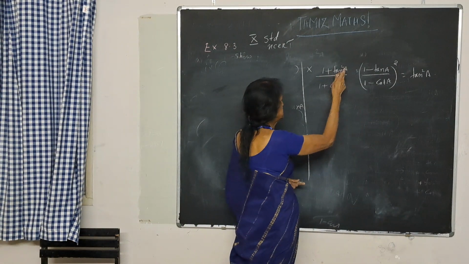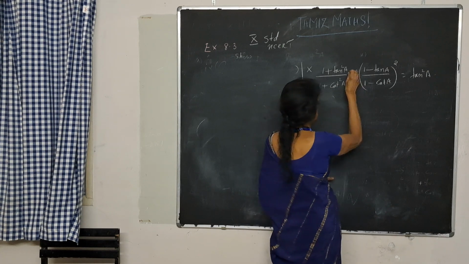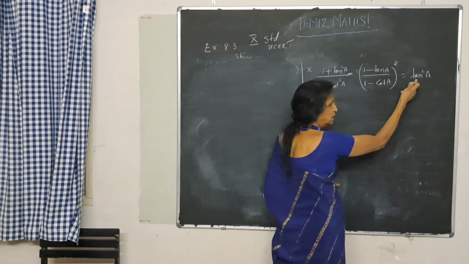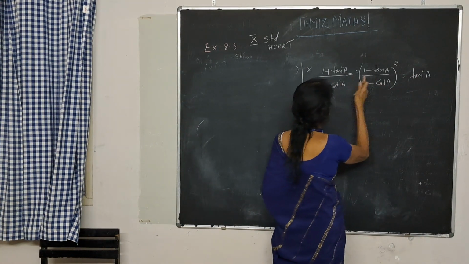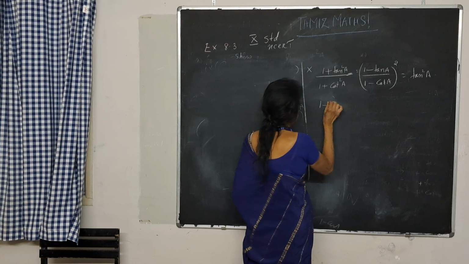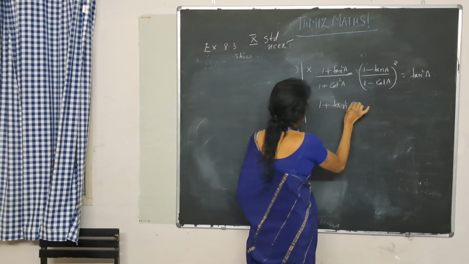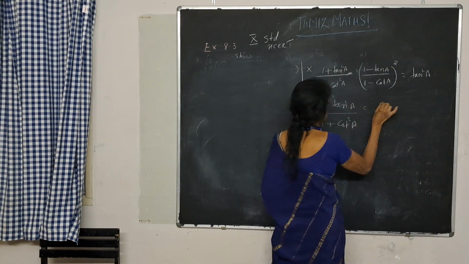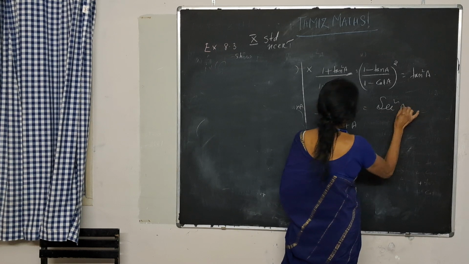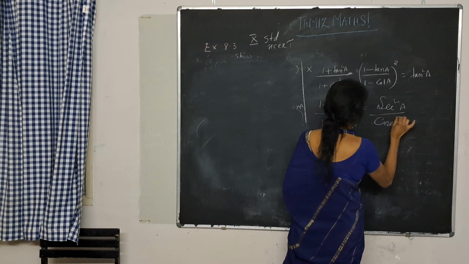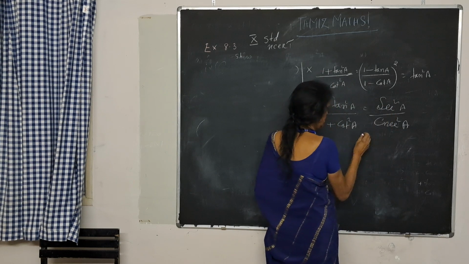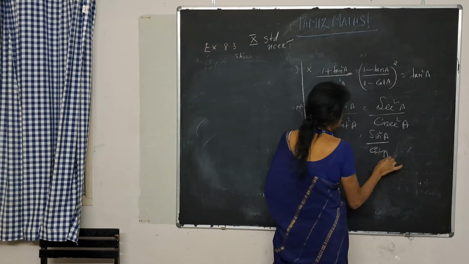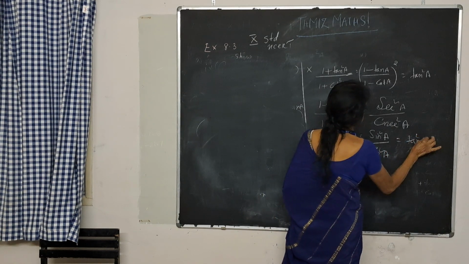Show 1 plus tan square A by 1 plus cot square A is equal to this, and this is equal to this. Now first I will show this is equal to this. Then I will show this is equal to this, which implies these two are equal. 1 plus tan square A by 1 plus cot square A. What is 1 plus tan square A? Secant square A. And what is 1 plus cot square A? Cosecant square A. This goes to the top, it will become sin square A, and this comes down, it will be cos square A, which will be equal to tan square A.